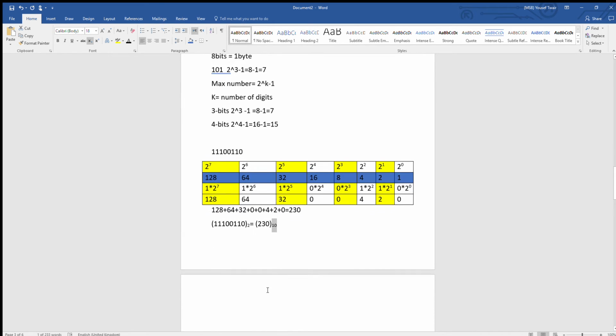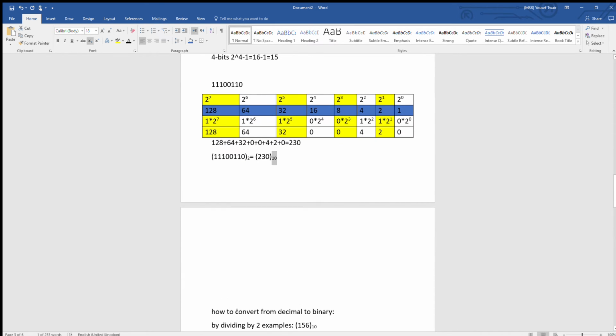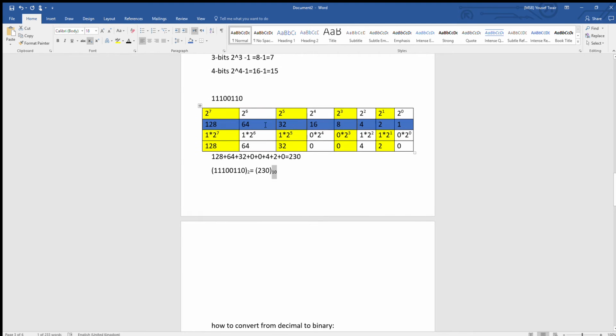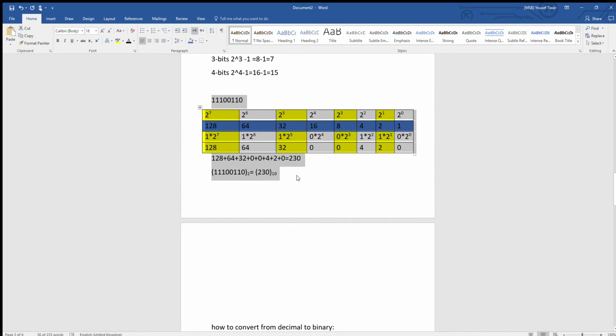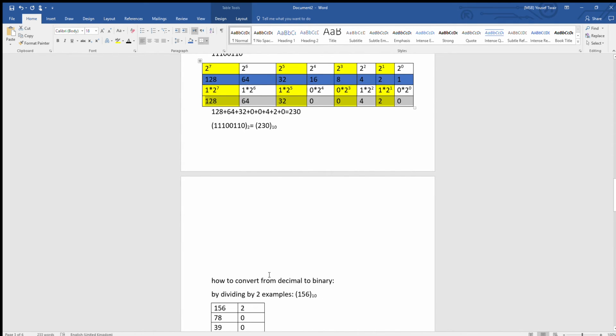Now I will move to another thing, which is how to convert from decimal to binary. How can I convert from decimal to binary? In this table, I converted from binary to decimal. How did I convert? I put the bases to the powers: first bit to the power 0, second bit to the power 1, and so on. And lastly I added the numbers, so I got the decimal equivalent of the binary number.